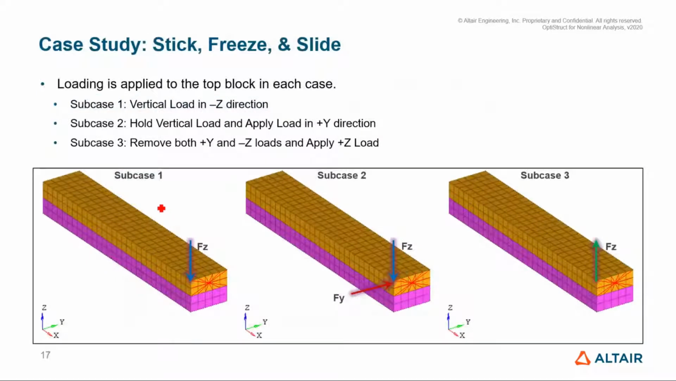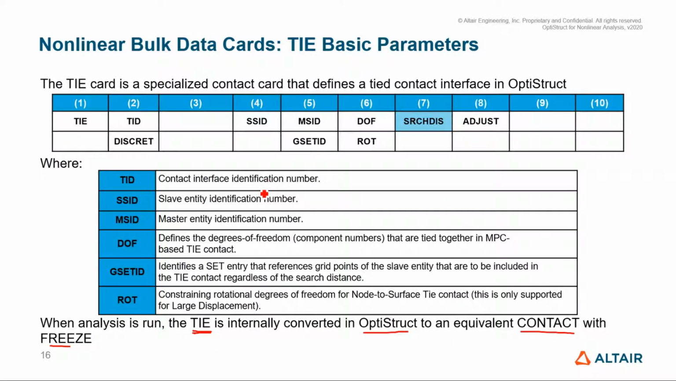But for tie, there's another option to use another type of formulation that is using the MPC constraint. So you can define it separately. But functionality wise, it's the same between tie and freeze contact. You are just going to establish a bonded contact between them.